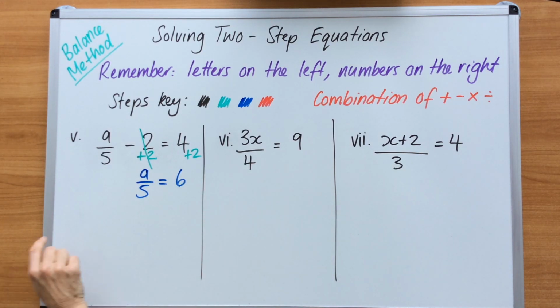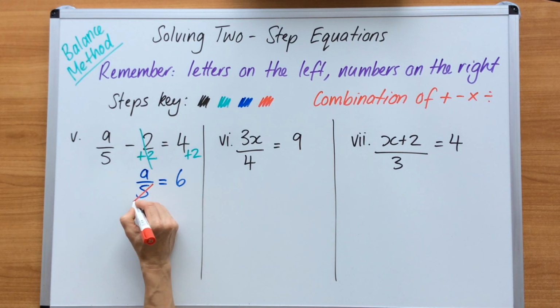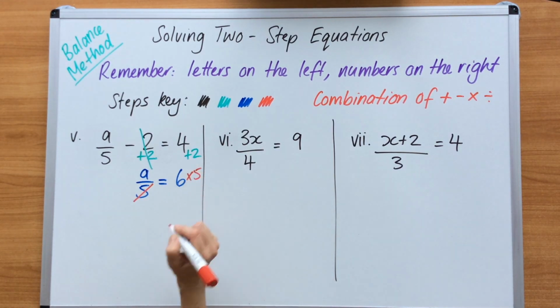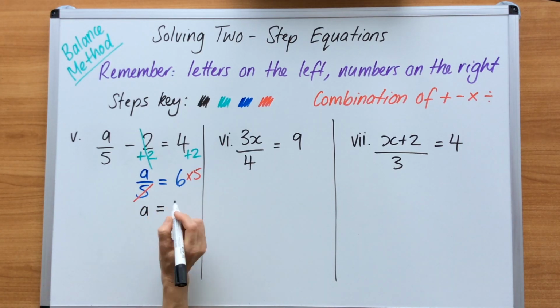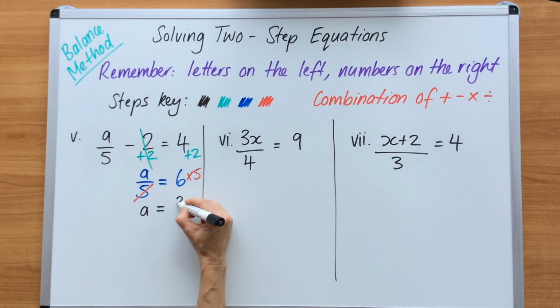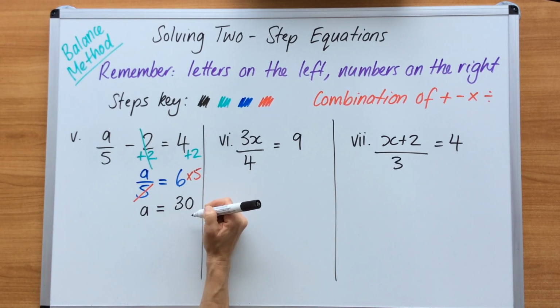So now I have a division, and the opposite of division is multiplication. So I cross out the denominator of 5 and I give it to the 6. I then drop down the a equals, and I solve 6 times 5 is 30.